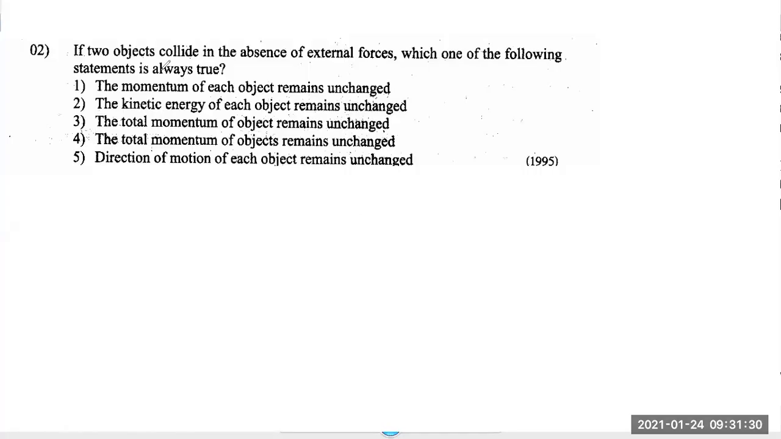Next question is from 1995. What does it say? If two objects collide in the absence of external forces, what they mean is the resultant force is 0.